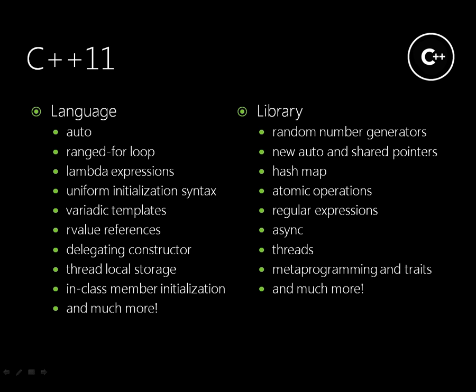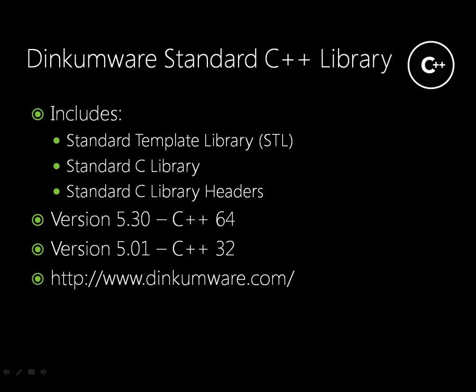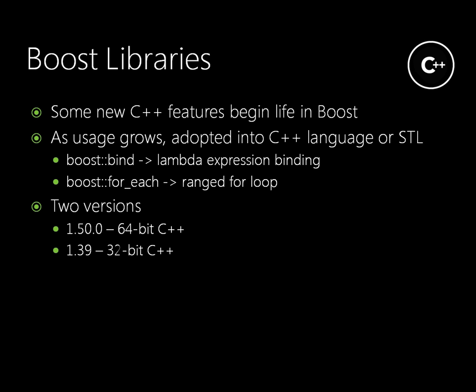The 64-bit compiler has full support for the C++11 language and library enhancements in the latest standard. As I mentioned, we include the Dinkumware Standard C++ Library, version 5.30, for the C++ 64-bit compiler, which gives you the standard template library, the standard C library, and the standard C library headers. Some of the new C++ features began their life in the Boost libraries. We ship two versions of Boost: for 64-bit C++, the 1.50 version, and for 32-bit C++, the 1.39 version.